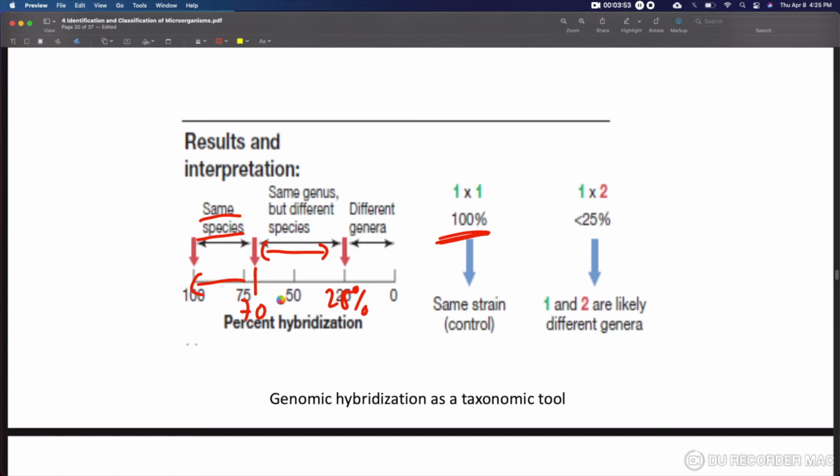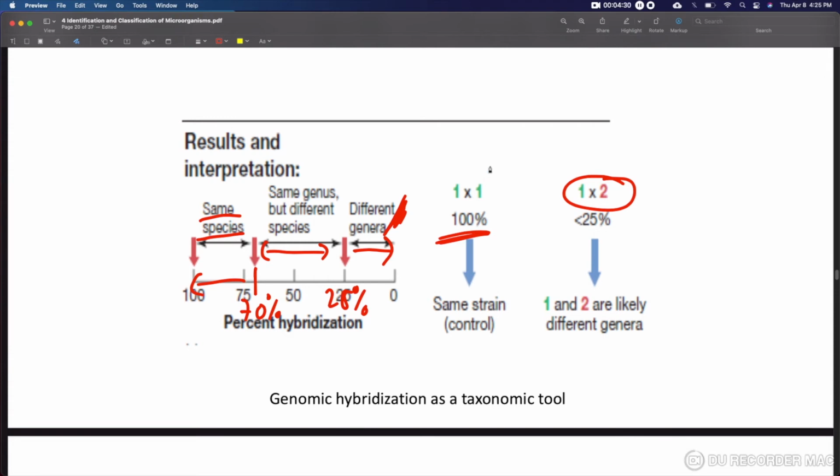Again, this is based on the level of radioactivity, right? Because we're using radioactive phosphate as labels here. And if the percent hybridization in the 1 times 2 is less than 25%, you will say that they are from different genera and they are from different species as well. So that's how you use and interpret the hybridization experiment that we're doing here.